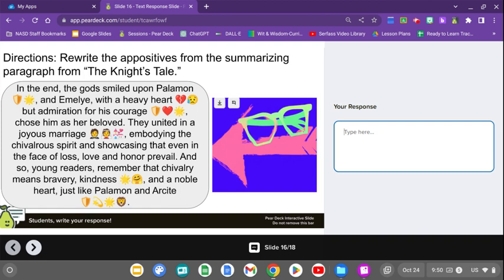Please take a moment to find the appositive in this paragraph and to write it off to the side.